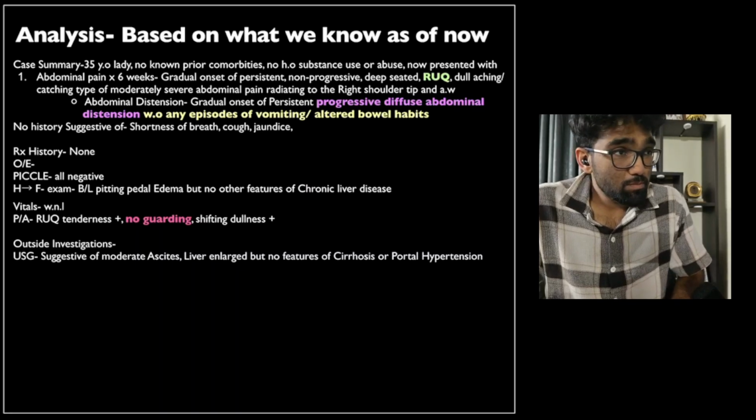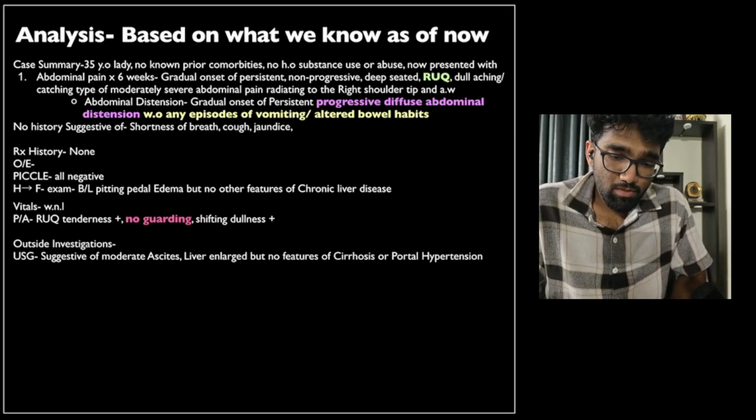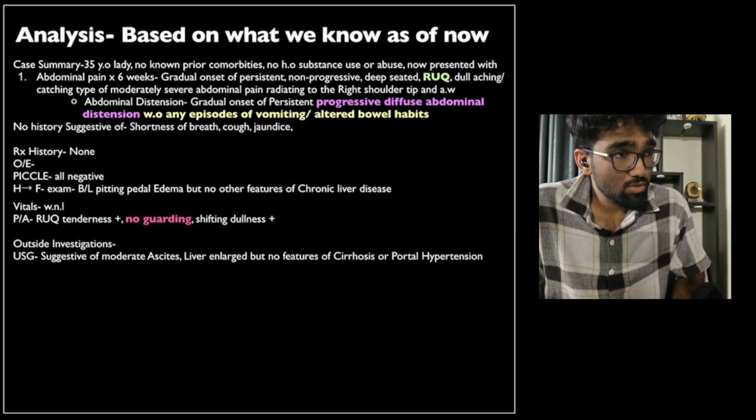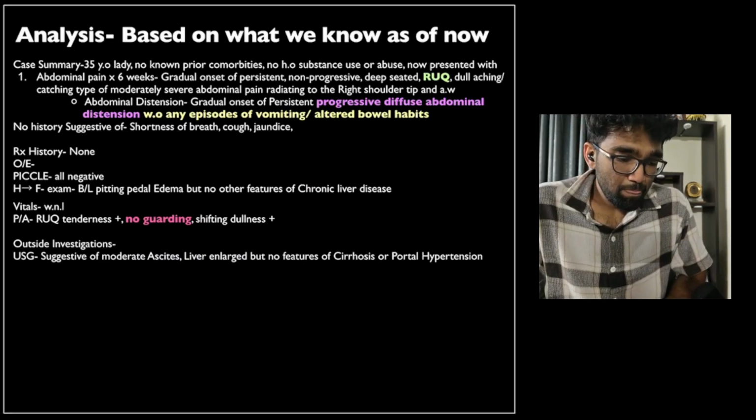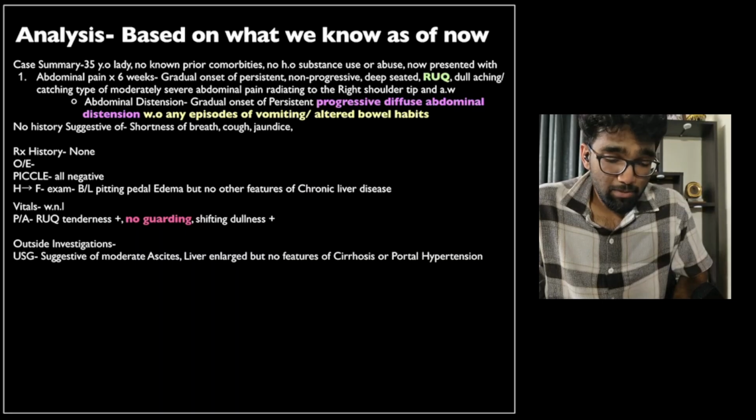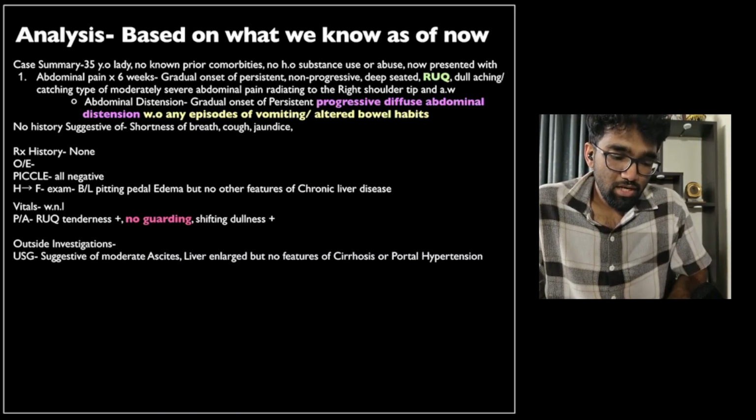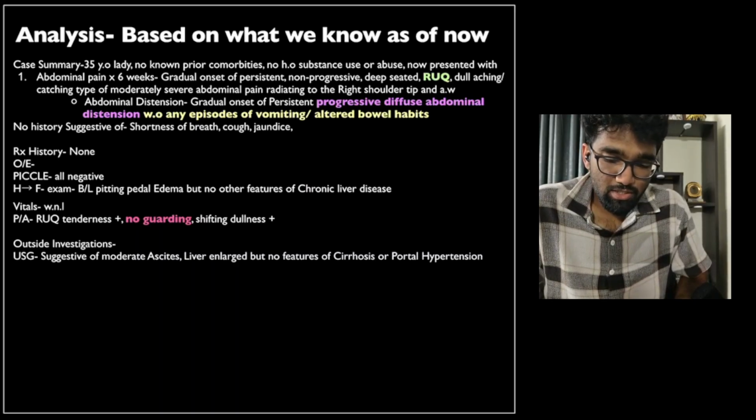This was associated with progressive abdominal distension, which was diffuse and was not associated with any episodes of vomiting or altered bowel habits. Again, there was no history suggestive of shortness of breath, jaundice, or cough. There was no relevant treatment history. The physical examination was remarkable in that there was bilateral pitting pedal edema. There was right upper quadrant tenderness and shifting dullness, but no guarding. So we had an ultrasound done outside, which was suggestive of moderate ascites. The liver is enlarged, but there were no features of cirrhosis or portal hypertension.